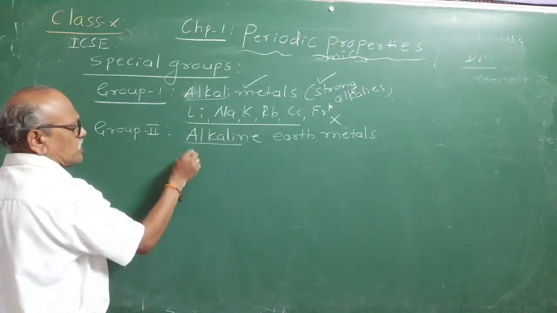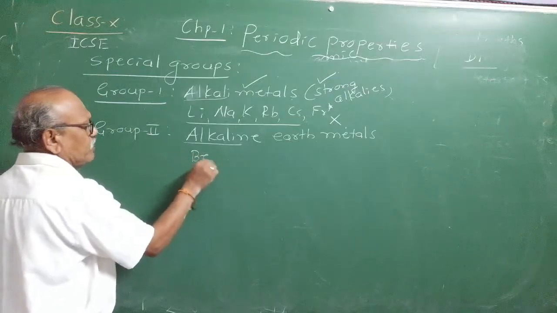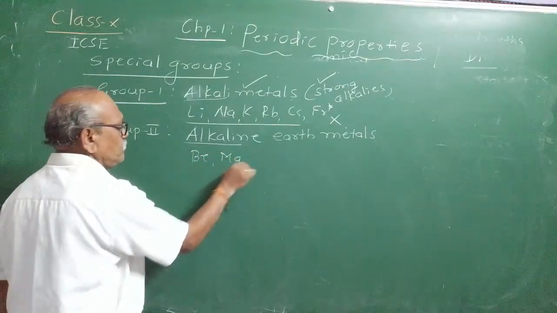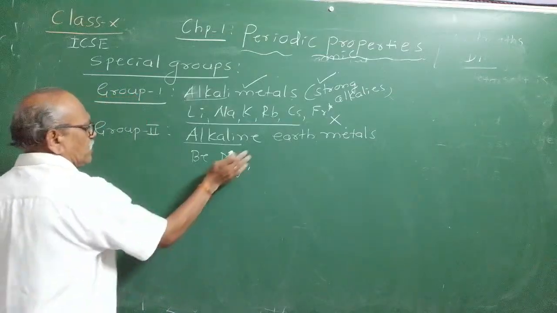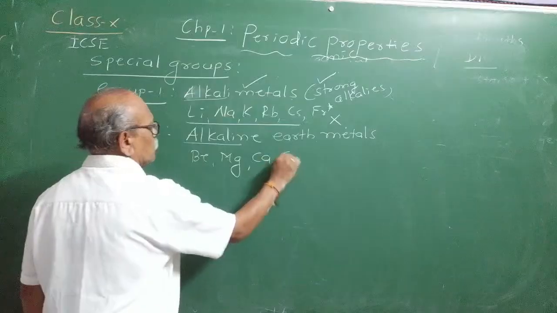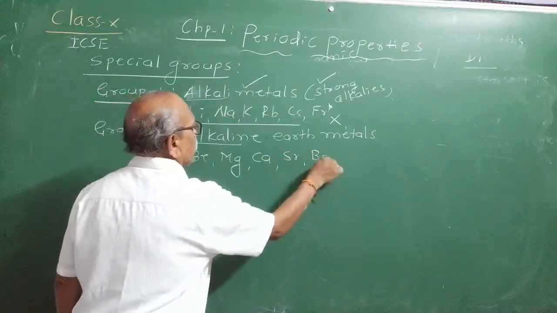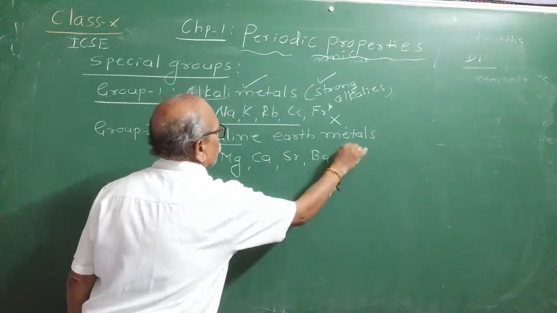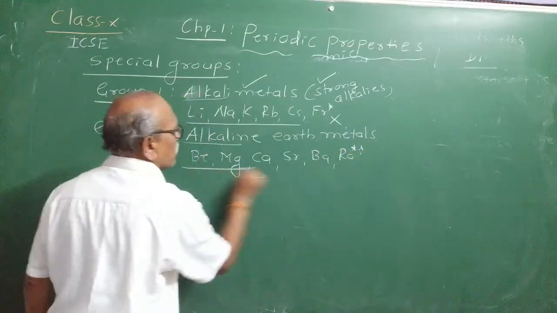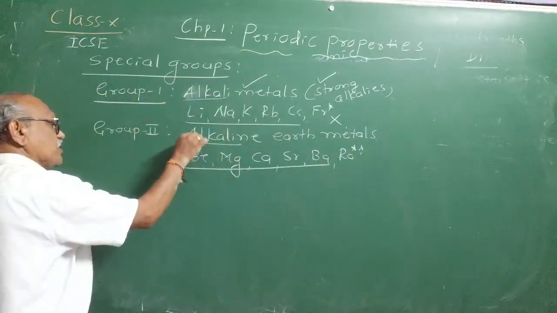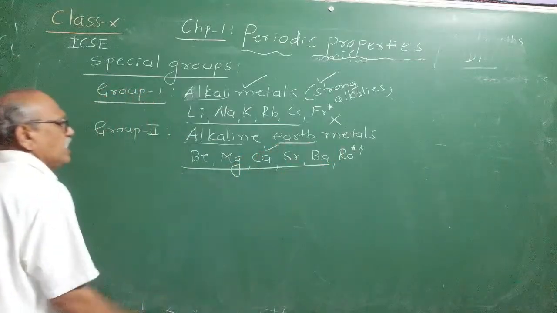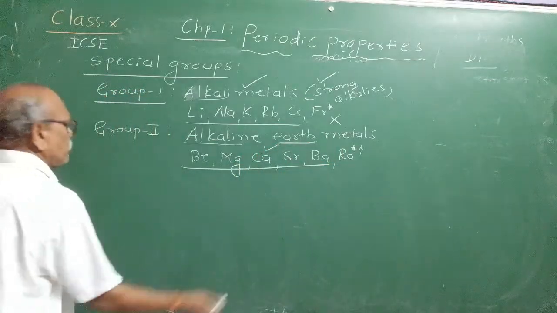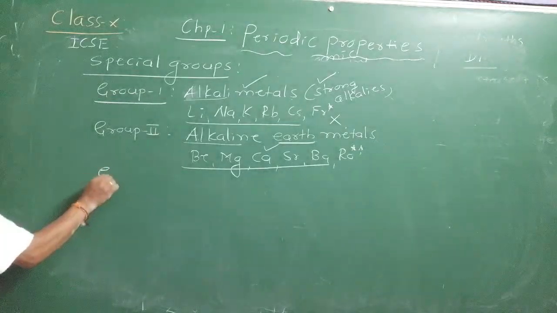What are the group 2 metals? Group 2 starts with beryllium, magnesium, calcium, strontium, barium, radium. Radium is radioactive, leave it. These are alkaline earth metals because they also form alkalis, but they are found in the earth's crust. Therefore, they are called alkaline earth metals. Remember these special names for them.